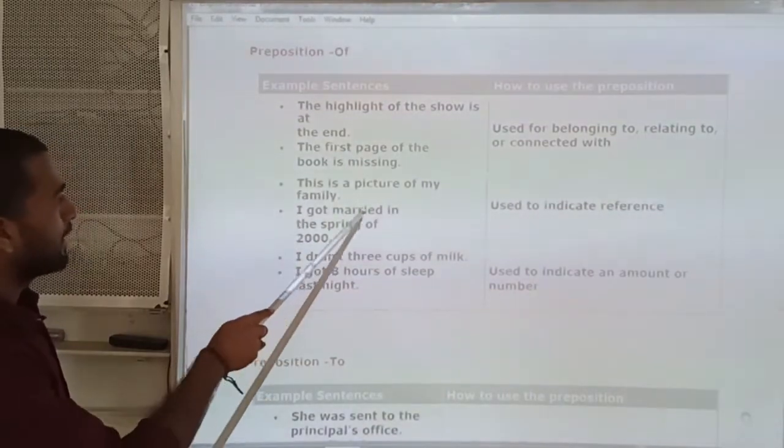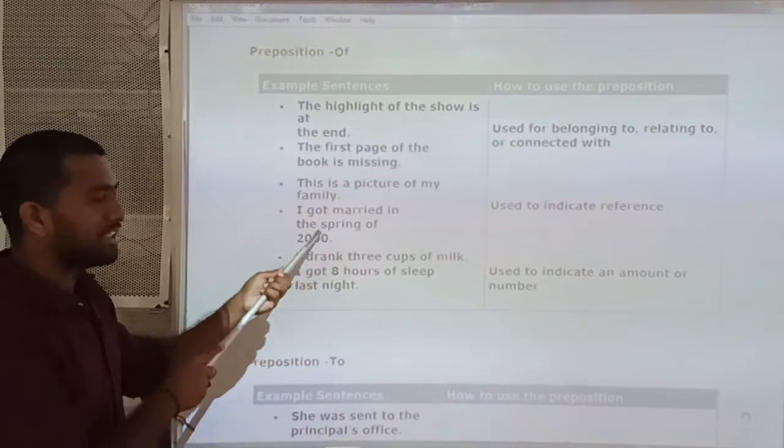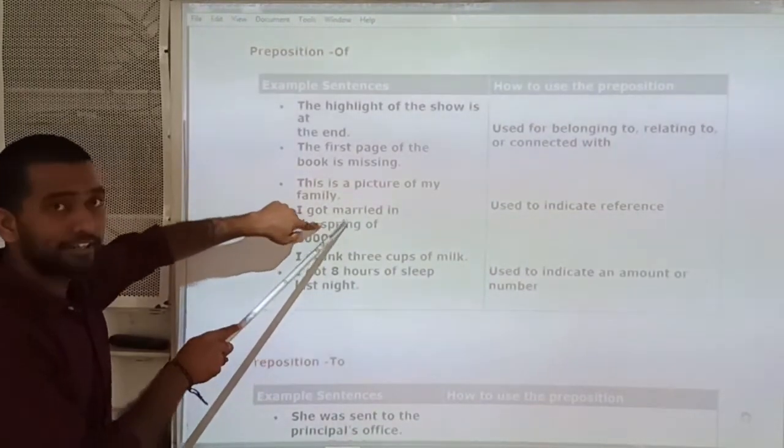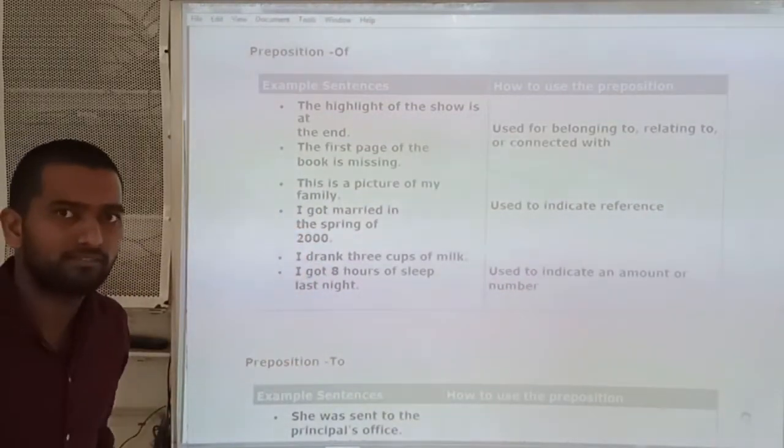Next, I got married in the spring of 2000. 2000 is a year and spring is referred to this year. So we use the preposition of.